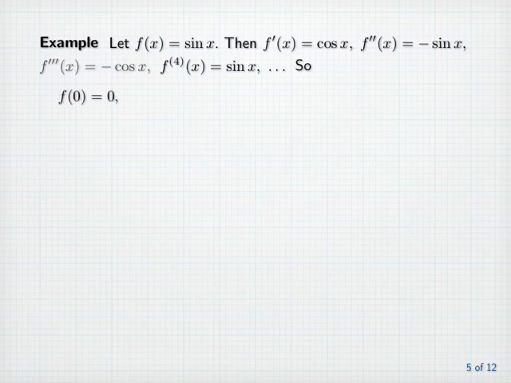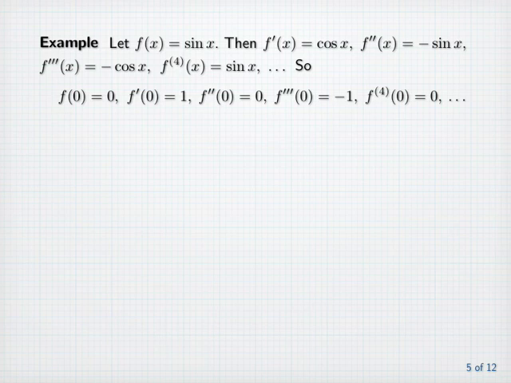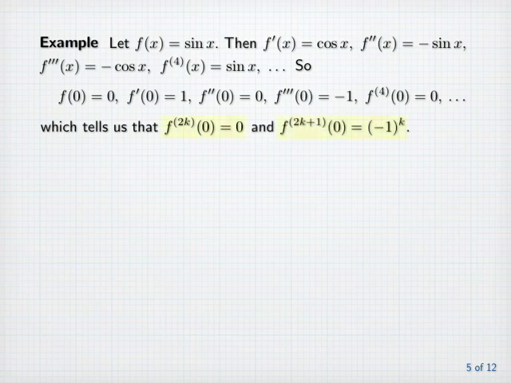So f of 0 is equal to 0, f prime of 0 equals cosine of 0, which is 1, f double prime of 0 equals 0, f triple prime of 0 equals minus 1, the fourth derivative at 0 is equal to 0, which tells us that any even order derivative evaluated at 0 is 0, while any odd order derivative evaluated at 0 equals either plus or minus 1, and in particular, the 2k plus 1 order derivative of f evaluated at 0 equals minus 1 to the k.